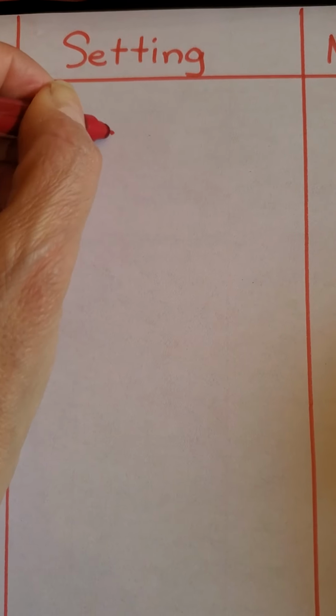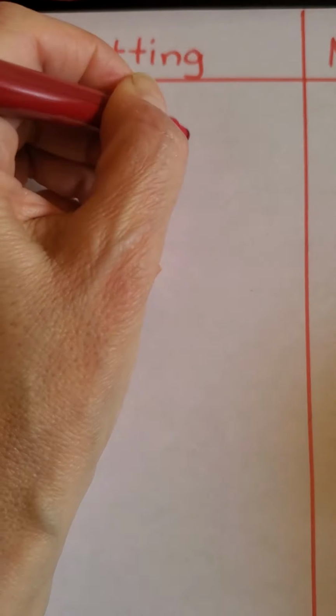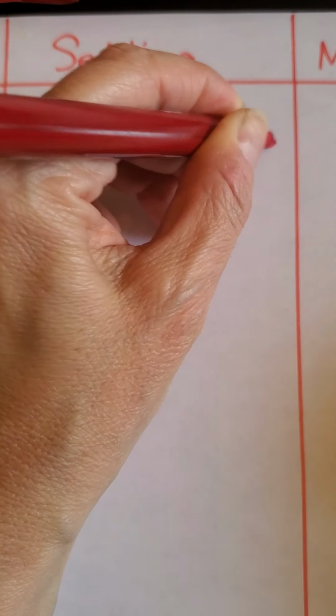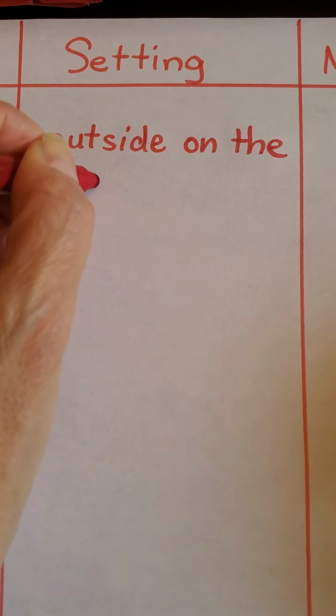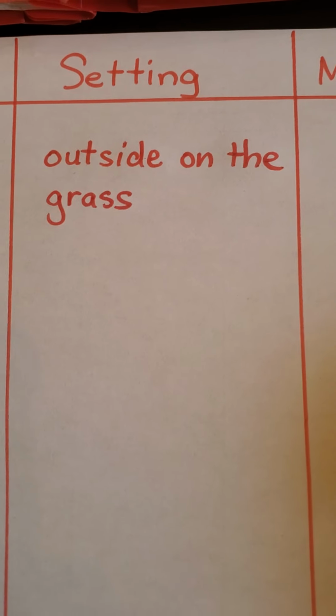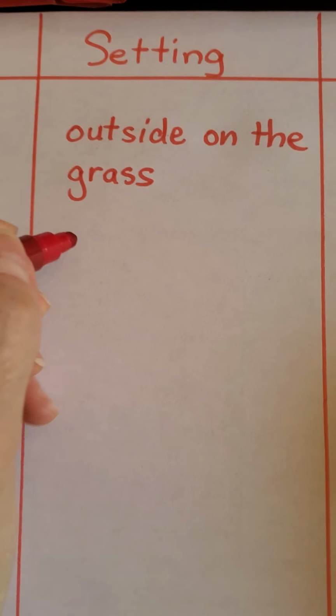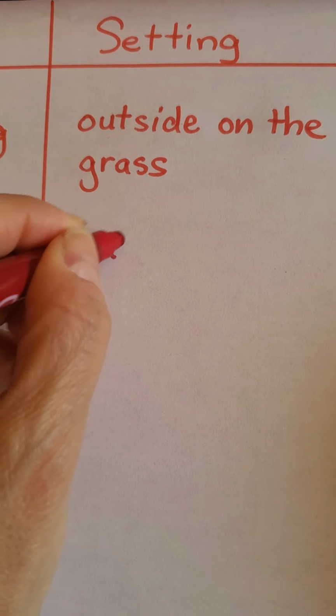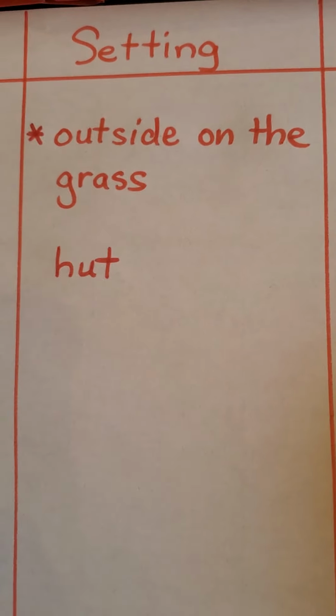Okay? Now we're going to look at the setting. Does anybody know where the story takes place? Okay. We're going to say outside on the grass. Okay. And also, he did go into the hut later. But most of the story takes place outside on the grass.